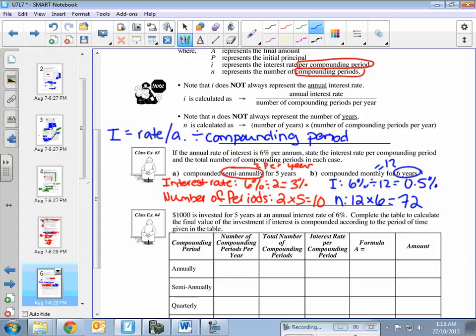So if it's semi-annually, you're dividing by 2. If it's monthly, you're dividing by 12. If it's weekly, you're going to divide by 52. So it depends on how many per year. So monthly, there's 12 months in 1 year. So your n is going to be your compounding period.